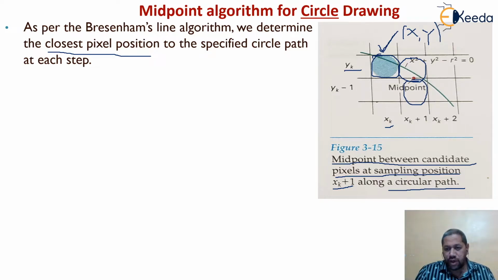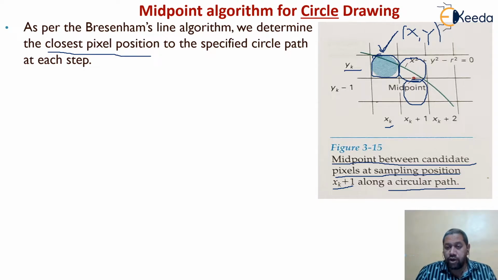Okay, because this is passing through the line. So my next pixel may be this, or it may be this particular pixel. So I have to select whether this is the closest pixel or whether this is the closest pixel. Okay, which pixel is closest?